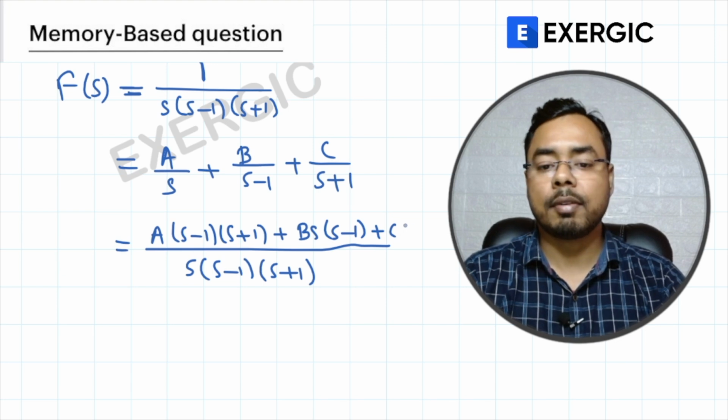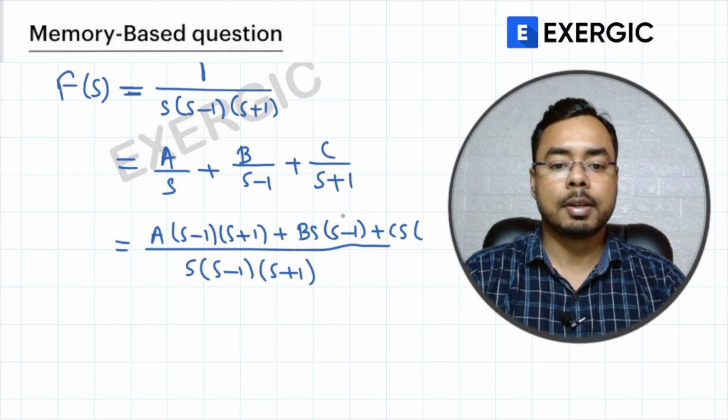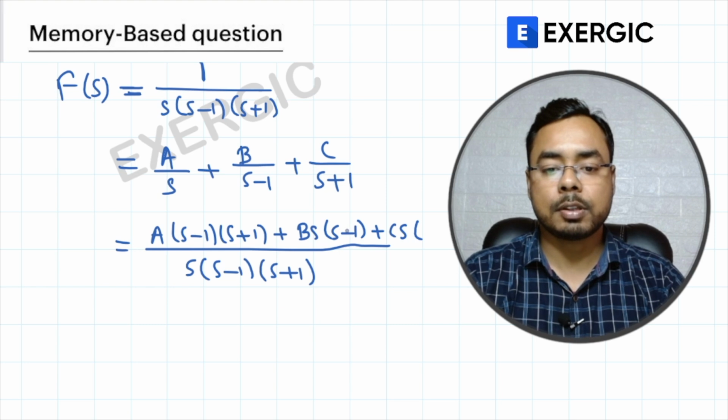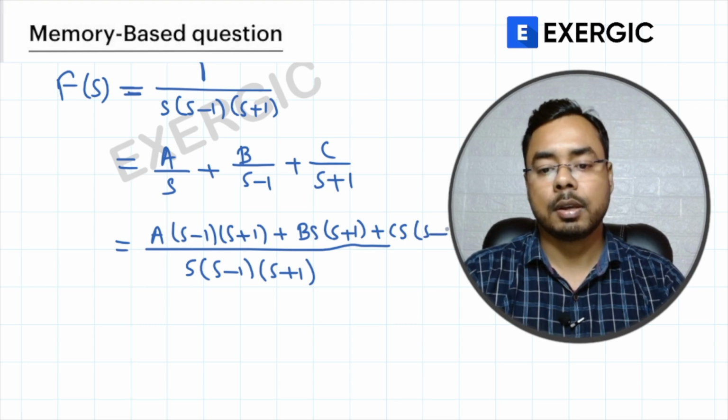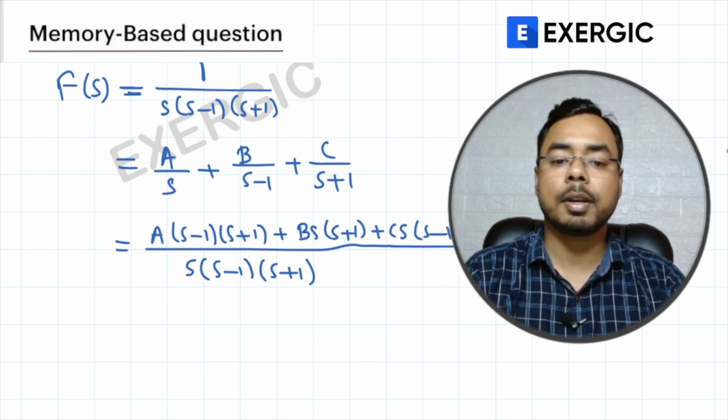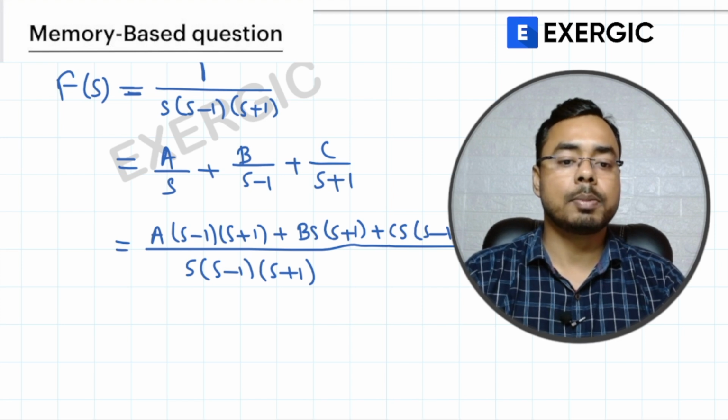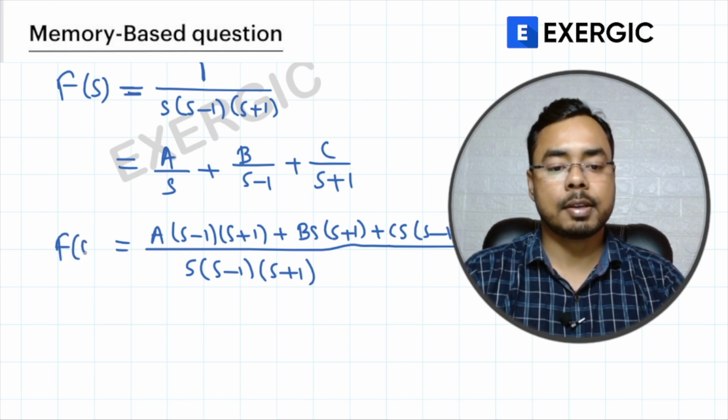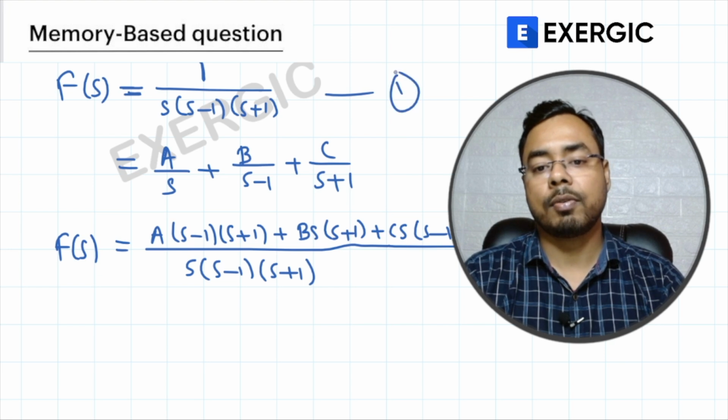In this method, you don't have to remember anything. Plus C, here you will get B into s plus 1 and C into s into s minus 1. This is something that you will get. Now see, these two expressions are equal. This is our F of s, and here also we have F of s.